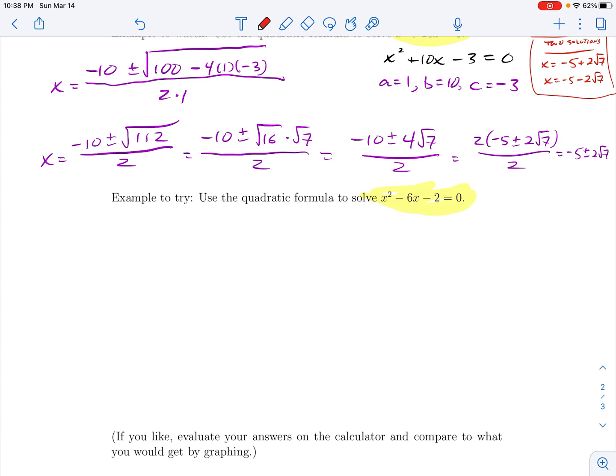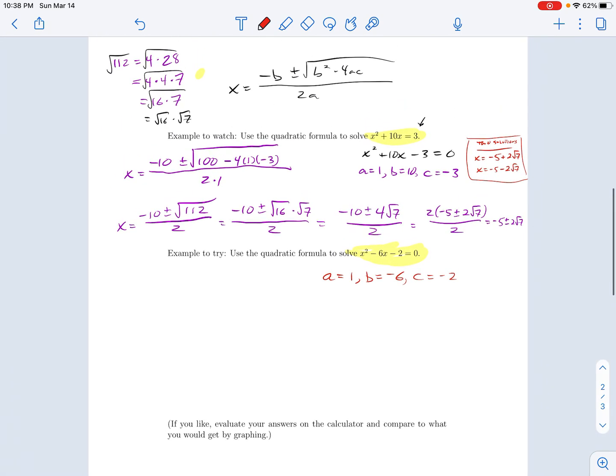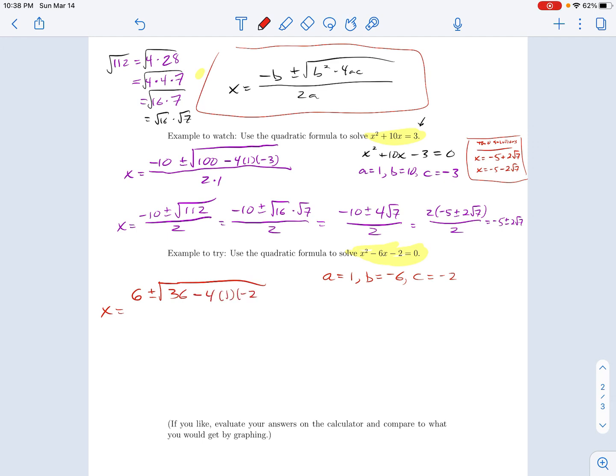So I hope you've paused to give this a try. We have a equals 1, b equals negative 6, c equals negative 2. So from our quadratic formula up here, I would have x equals negative b, which is the opposite of negative 6, which is 6, plus or minus the square root of b squared, which is 36, minus 4 times a times c, all over 2 times a, which is just 2. So if I simplify this, I have 36 plus 8, which is 44.